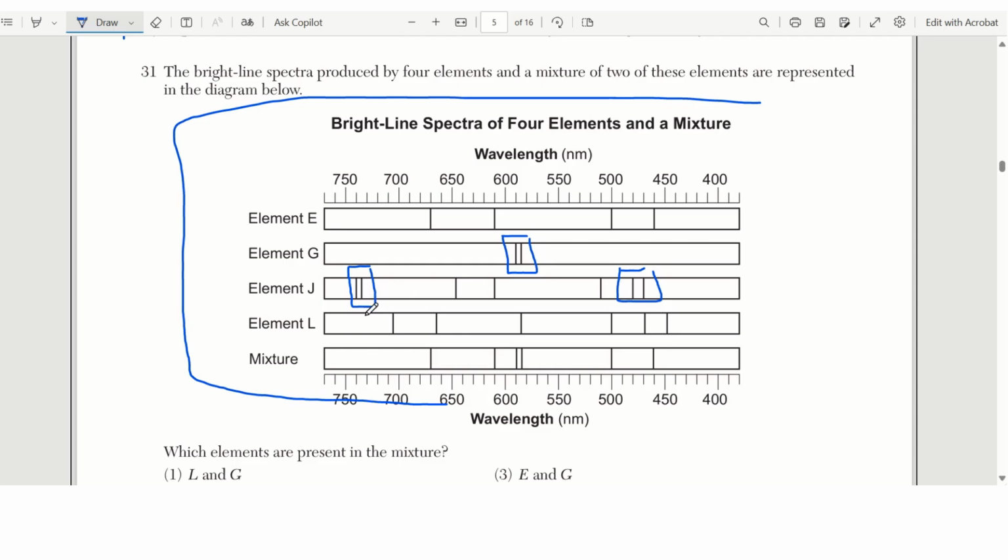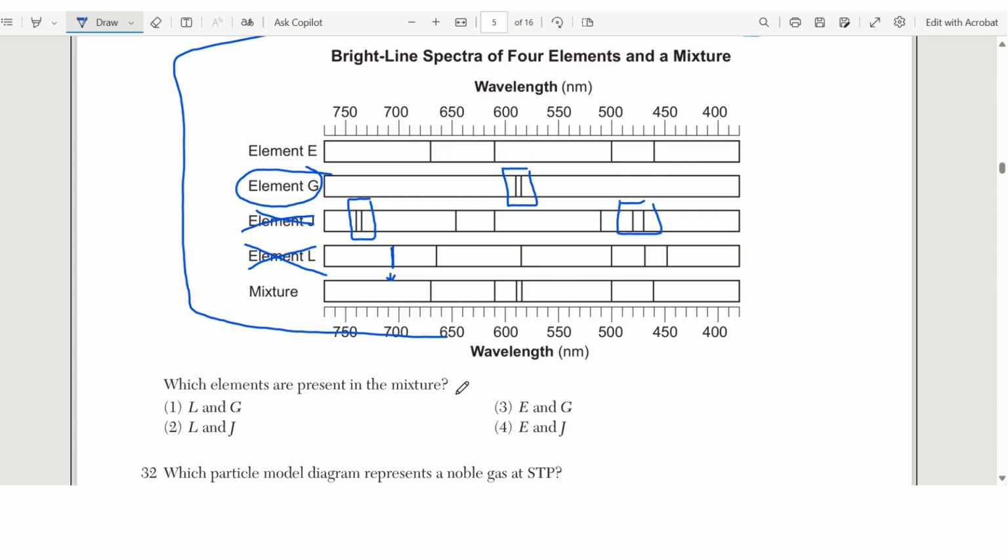So if I look down, this band as well as this band are not present. So J is not in the mixture. But when I look down, these two bands are present in the mixture. So it looks like G, because that's all that G has, right? Now, if I look right here, see how L has this line, and I go down to the mixture, yeah, it's not there. So there's no L, okay? Which means if all of my options have two choices and it's not J and it's not L, then I know what the answer is, right? It has to be E and G.